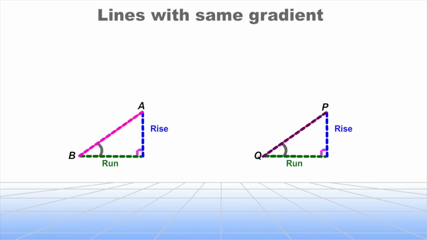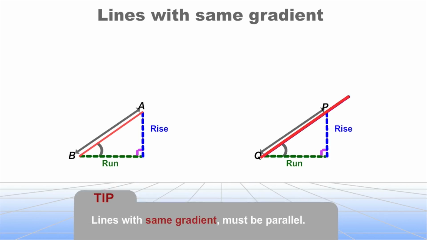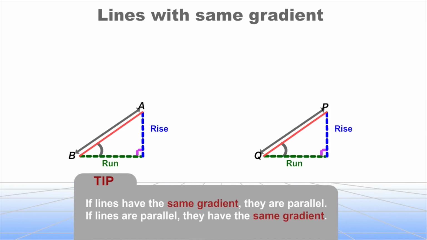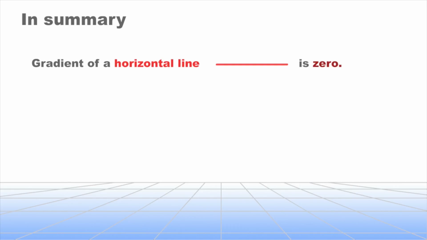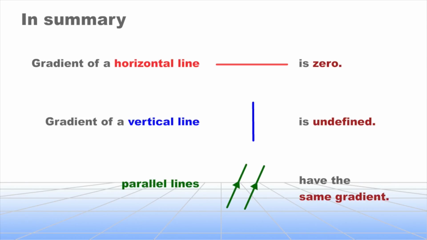Now, let us observe what happens to the two lines when they are extended. Can you see that the two lines are parallel to each other? Therefore, an important property is that lines with the same gradient must be parallel. The opposite also holds true. That is, if lines are parallel, they have the same gradient. In summary, the gradient of a horizontal line is 0, the gradient of a vertical line is undefined, and parallel lines have the same gradient.